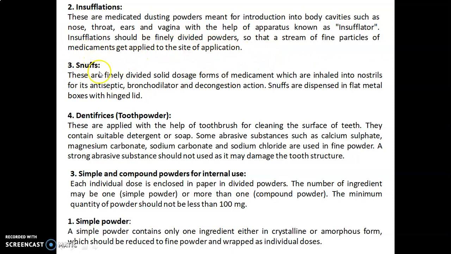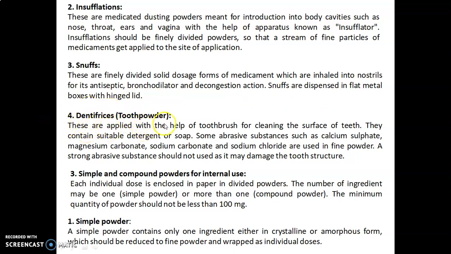Snuffs. These are finely divided solid dosage forms of medicament which are inhaled into the nostrils for their antiseptic, bronchodilator and decongestion action. Snuffs are dispensed in flat metal boxes with a hinged lid. Then next one, fourth class, that is dentifrices, which are tooth powders.